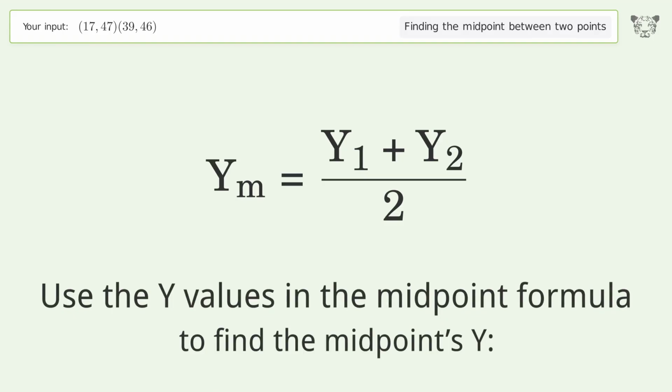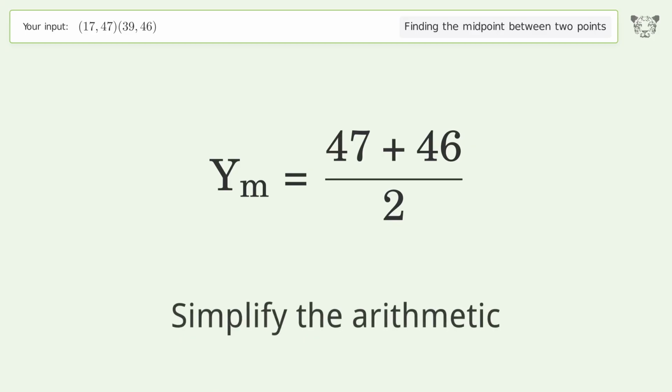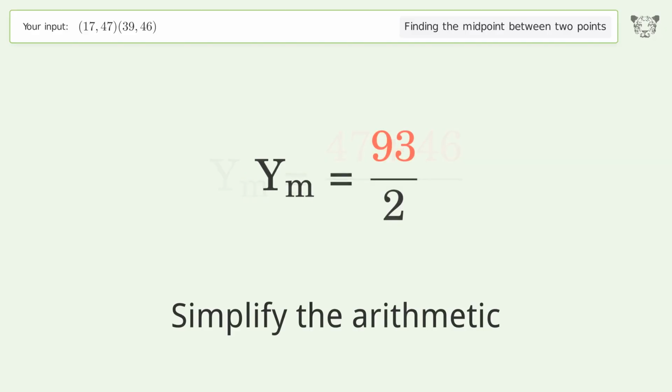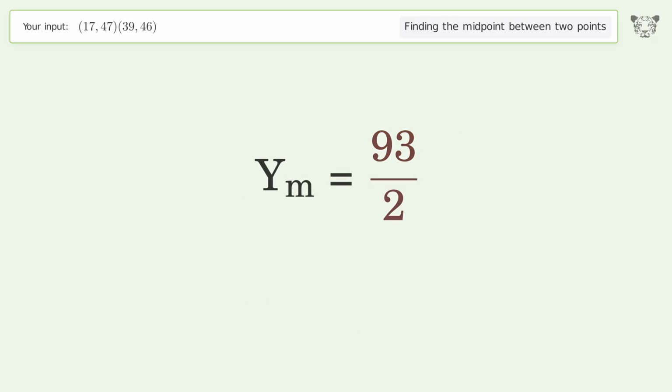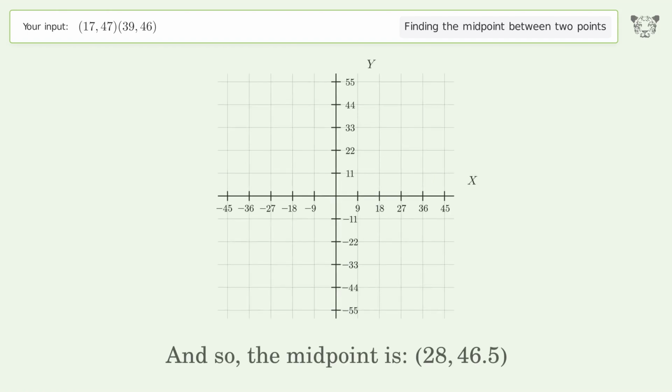Use the y values in the midpoint formula to find the midpoint's y. y1 equals 47. y2 equals 46. Simplify the arithmetic. And so, the midpoint is 28, 46.5.